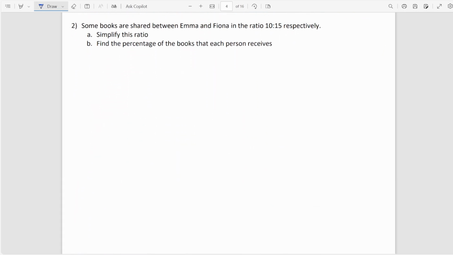Let's take a look here. Some books are shared between Emma and Fiona in the ratio 10 to 15, respectively. Firstly, simplify this ratio. So again, we'll go ahead and write the ratio down, 10 and 15. And to simplify this, we divide by the highest common factor, which is 5.